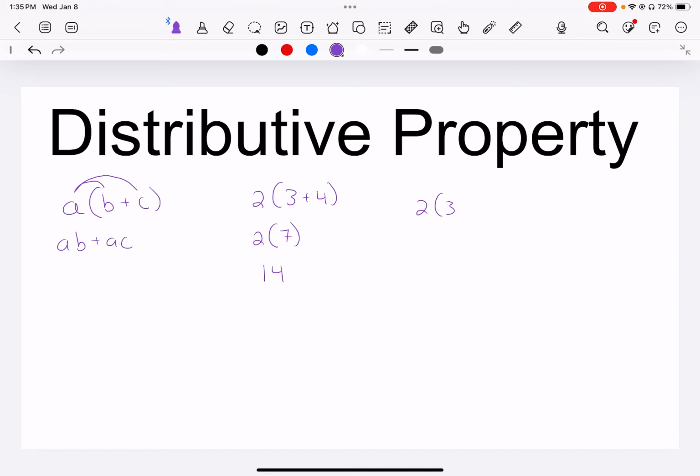But if we used our distributive property to solve this, we would distribute the 2 to each of the 2 numbers inside by multiplying. 2 times 3 is 6, plus 2 times 4 is 8, and 6 plus 8 is 14. So we still have the same answers either way.